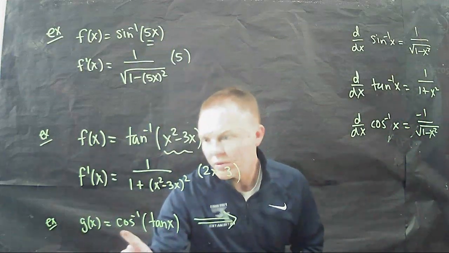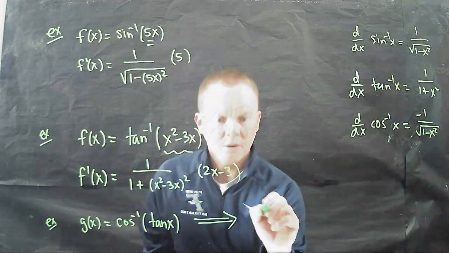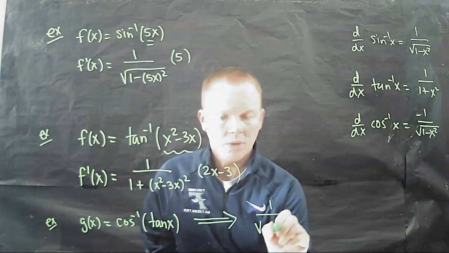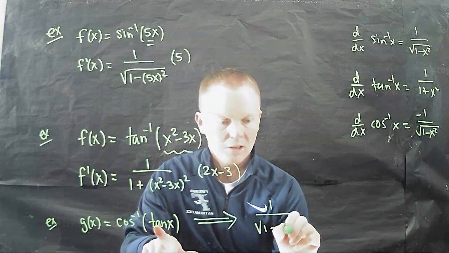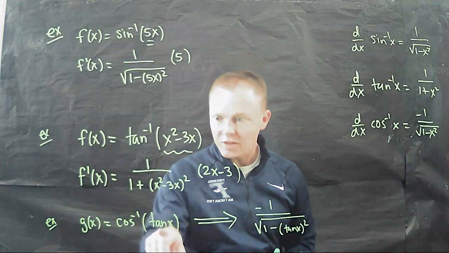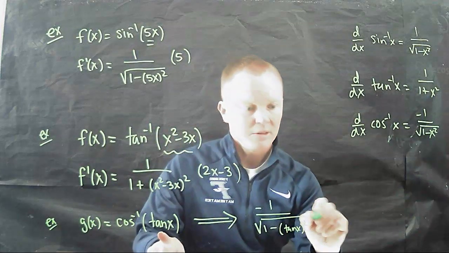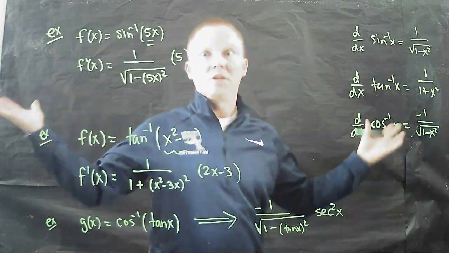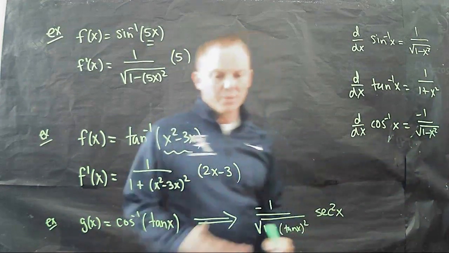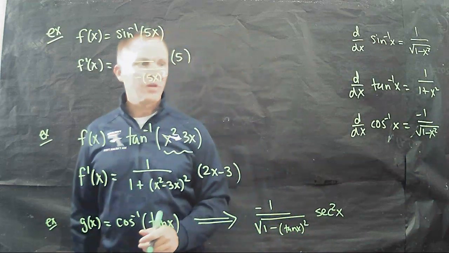Ready? What's the derivative of inverse cosine of tangent of x? Well, it's negative 1 over the square root of 1 minus tangent of x squared times the derivative of the inside. What's the derivative of tangent of x? Secant squared of x. Done. How about that? Okay? So you could clean that up if you wanted to, but just leave it like that. I'm fine with that.